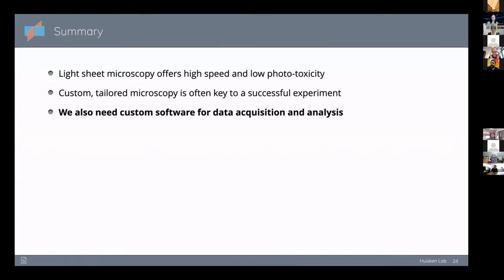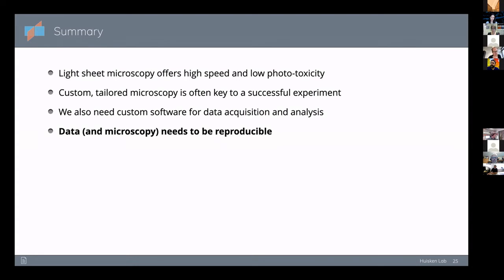So this basically shows you that in order to do an experiment like this, you ideally have a home-built microscope, you have written your own code to run these kind of experiments like the radial maximum intensity projection, and you also need custom software for the data acquisition and the analysis.